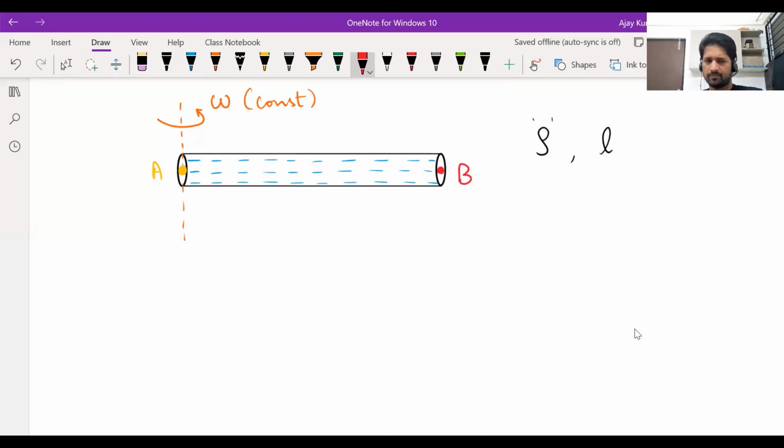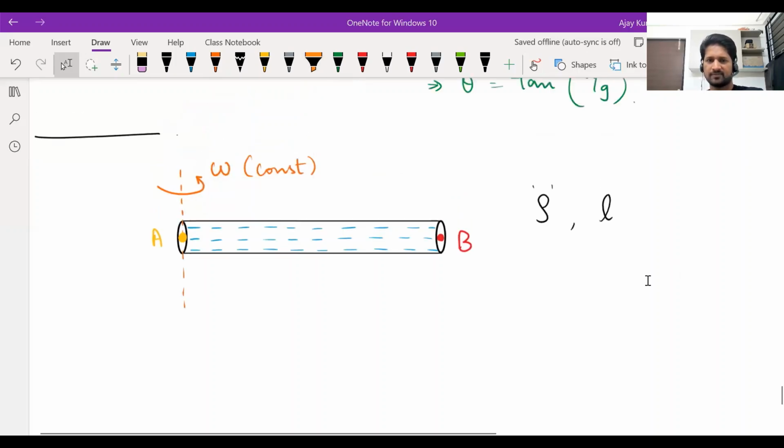Now first, one of you tell me, as this tube is rotated, from which side is the liquid more likely to leak out? If leakage ever happens, from which side is it more likely to leak out? A or B? Or is it equally likely to leak out from both sides? From B, sir. From B.